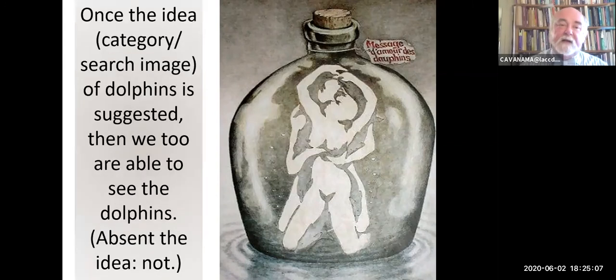Once the category, the idea of the search image of dolphins is suggested, then we too are able to see the dolphins. But our customary search image, I guess, is the man and woman naked. That's what we go for first. But young children haven't picked up that search image, presumably, yet.